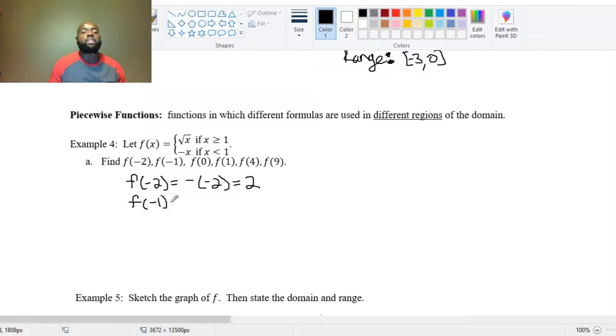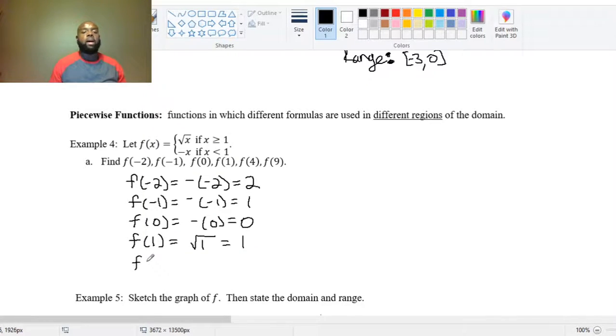And then we can do this for f of -1. Again, I got to go to the second function here because -1 is less than 1. And so that's a 1. F of 0, 0 is less than 1, so I'll plug it in there. F of 1, 1 is greater than or equal to 1. Because this has an equal to, now I go to my square root function and I have to plug in the 1 there. So the square root of 1 is 1.